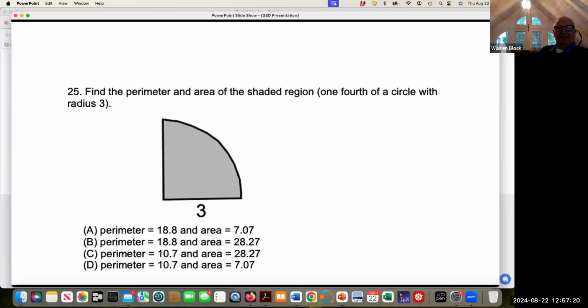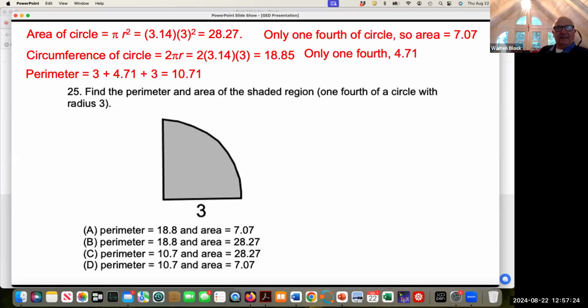Okay, perimeter. We have 2 straight lines, radius 3. So we'd have to know the circumference, 2 pi r, and 1/4 of the circumference. And add them up. And you have the perimeter.